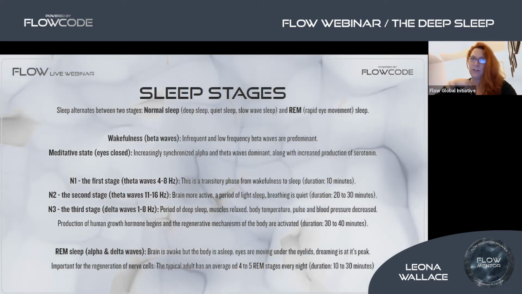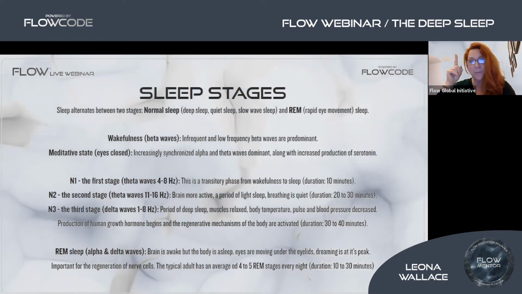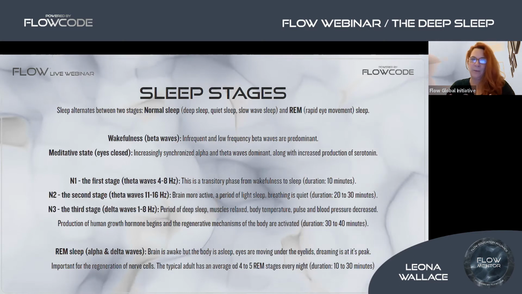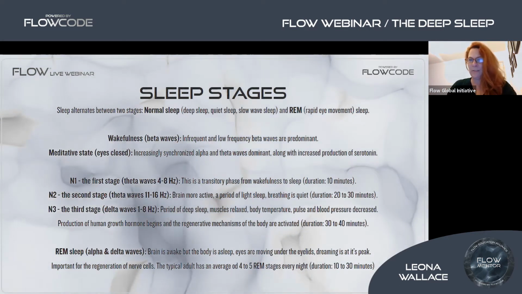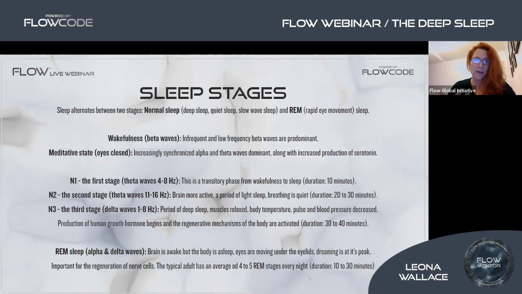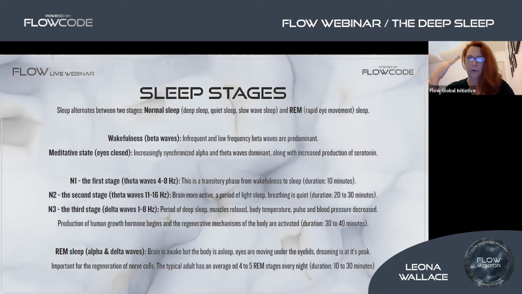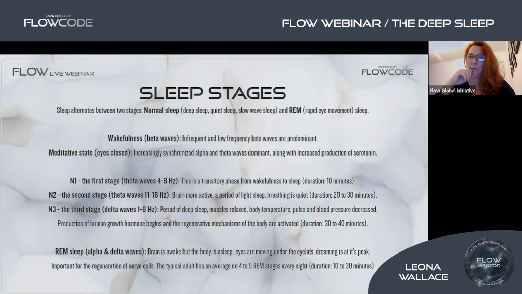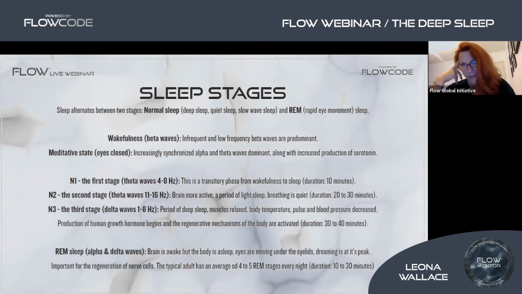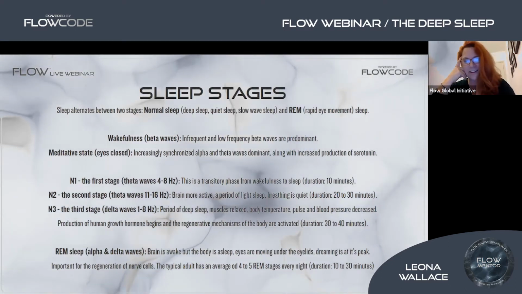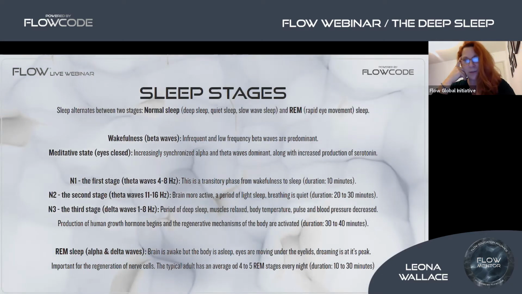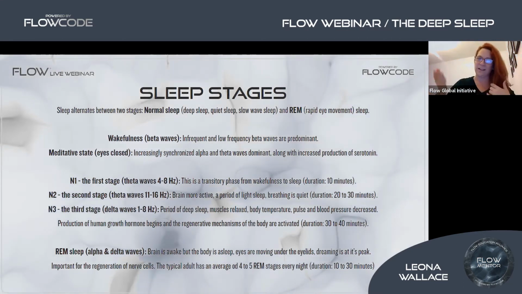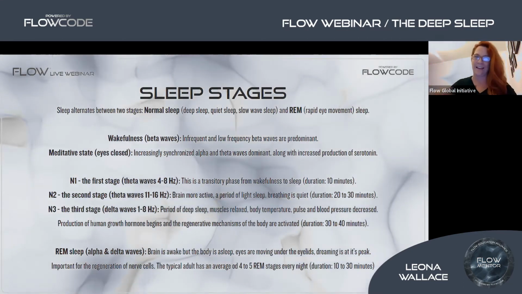Sleep can alternate between two stages: normal sleep and REM sleep. We talk about wakefulness, where the beta waves, which are low frequency, are predominant when we're awake. And when we're in a more meditative state, with our eyes closed, we start to synchronize, and alpha and theta waves are more dominant, along with increased production of serotonin. So see how we can control the serotonin by going into a meditative state using a trigger, like meditation, throughout the day and depending on the cycle, so we can learn how to hack into those cycles.